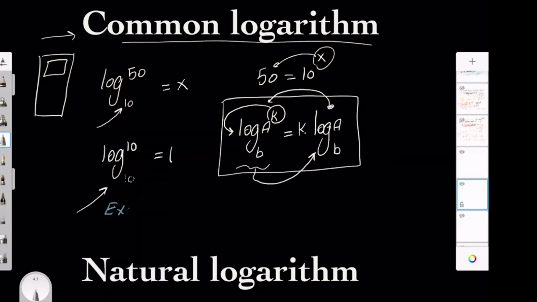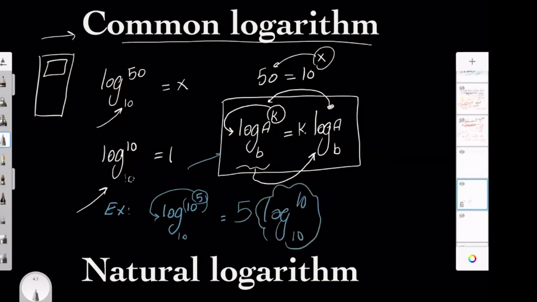Example, what is the value of log of 10 to the power of 5? So this is my A, and the B here is invisible, which is 10. What is the answer there? Is it 5? Yeah. So we apply this formula, this exponent will be in front of log. It will be 5 log of 10 base 10. Log of 10 base 10, the answer is 1. 5 times 1 is 5.